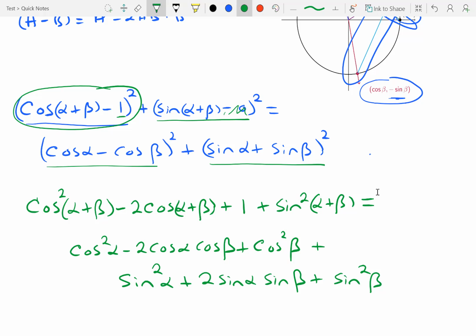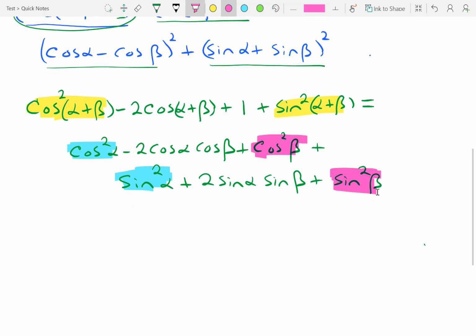But hopefully you recognize that there's going to be a whole lot that simplifies. For example, this is the cosine squared of alpha plus beta. This is the sine squared of alpha plus beta. So those two are going to add together to be 1. On the right side, I have got the cosine squared of alpha, sine squared of alpha. That is going to be 1. And then I also have got the cosine squared of beta and the sine squared of beta. So those are going to combine to end up being 1.